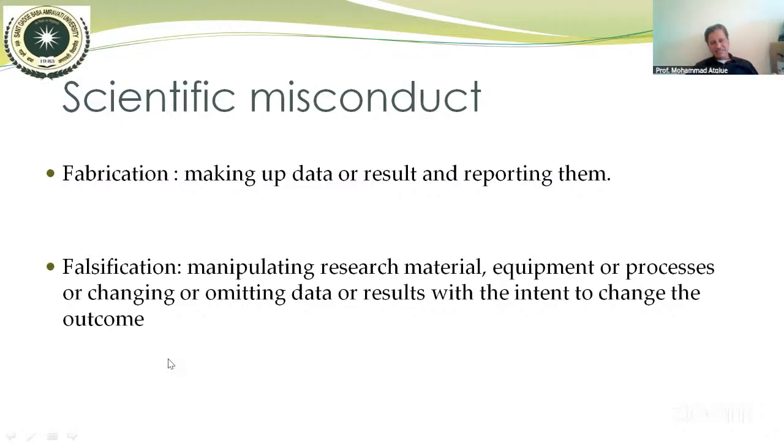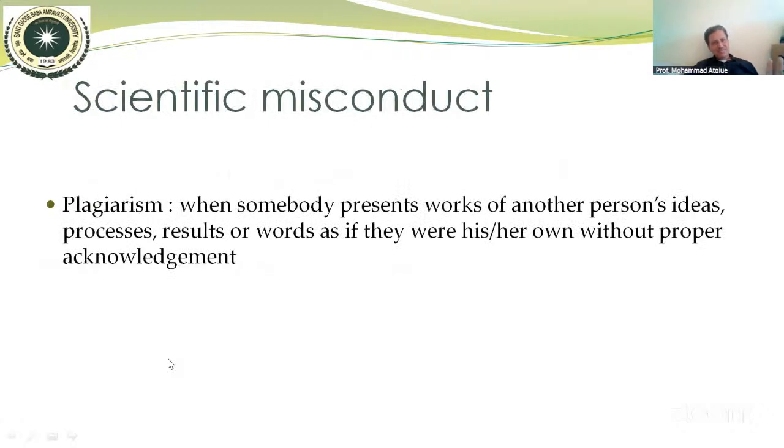Falsification, that is manipulating research material. You are calibrating equipment in such a way to get the desired result, whatever you intend to. Or changing or omitting data or results with the intent to change the outcome. This is again very common. That is, we report only positive aspects. Let's say 3 parameters are showing improvement, but the other 2 parameters are deteriorating. Normally we report these 3 and we ignore the rest of the 2. That again comes under scientific misconduct. So it is expected that you should be honest in doing all those activities. If you are not doing so, definitely you are committing what they call scientific misconduct.